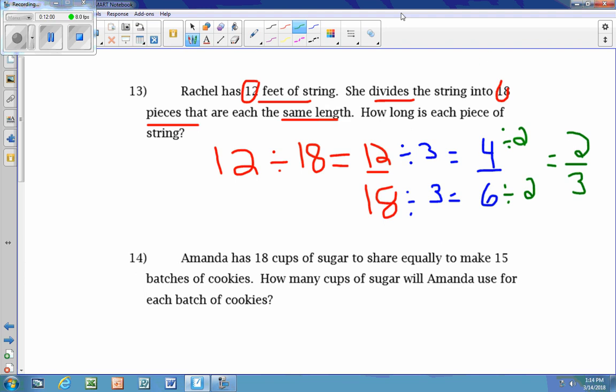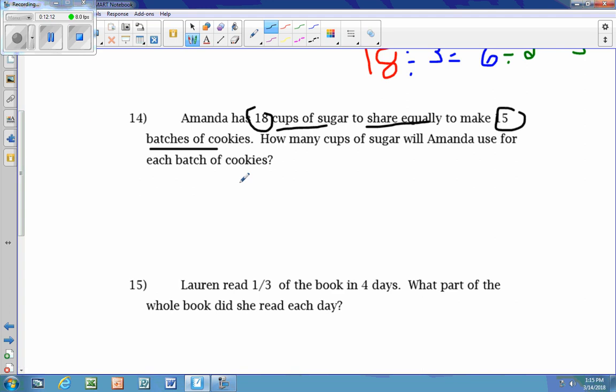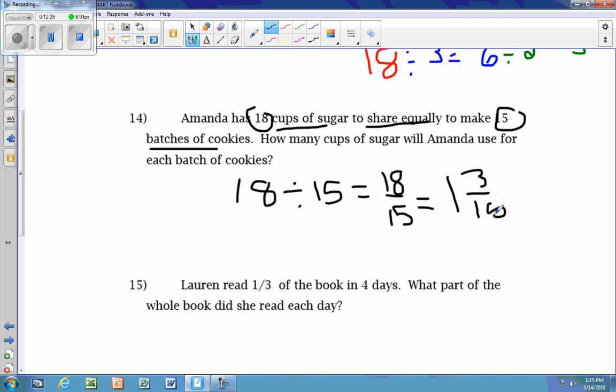Next, Amanda has 18 cups of sugar to share to make 15 batches of cookies. So we're splitting up the sugar, we're not splitting up the cookies. So it's 18 divided by 15 equals 18/15. You can't leave it, it's improper. It would be 1 3/15, which would be 1 1/5.